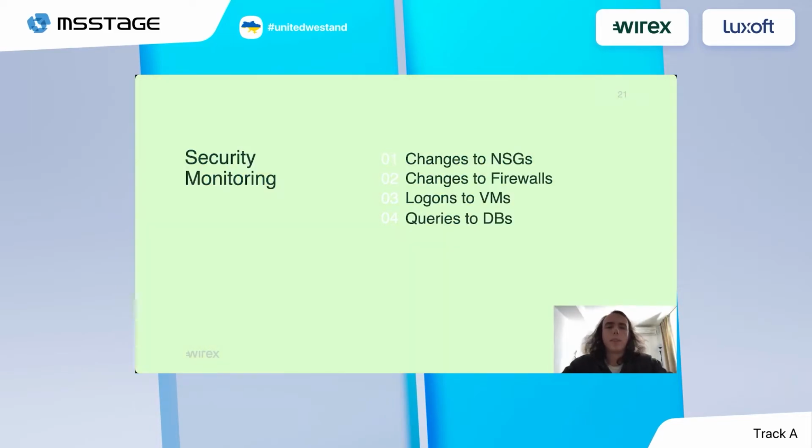Okay, let's move to the next section. This is security monitoring. We also keep our security under control. Using PowerShell scripts and exporters, we are able to catch unexpected actions made to sensitive resources. For example, just a few of them: changes to network security groups, changes to firewalls, also suspicious logins to virtual machines, and suspicious queries to production databases.